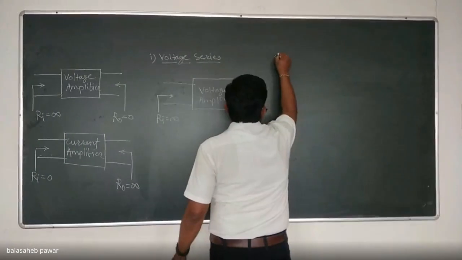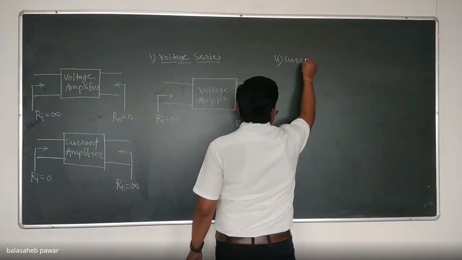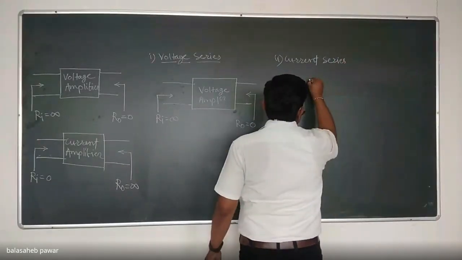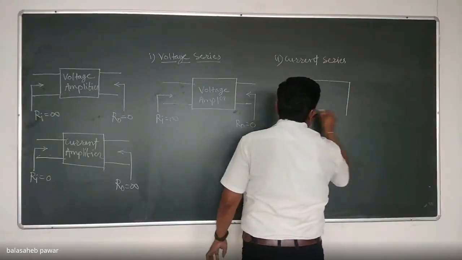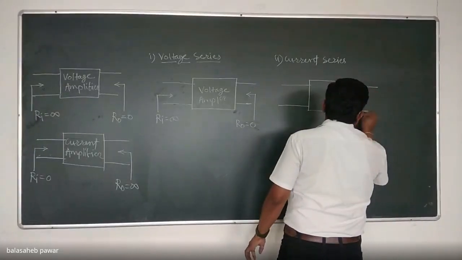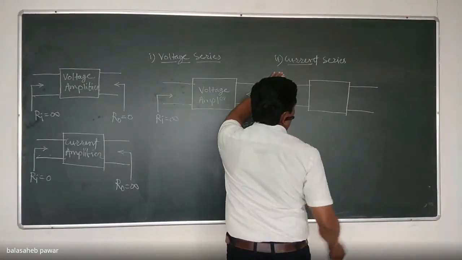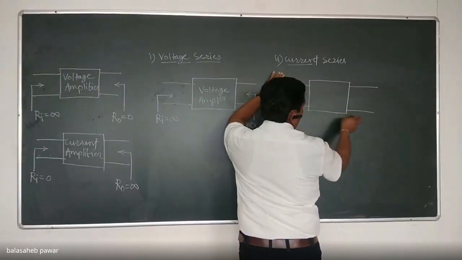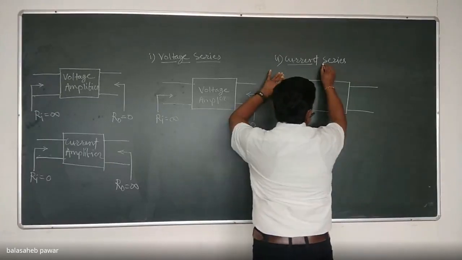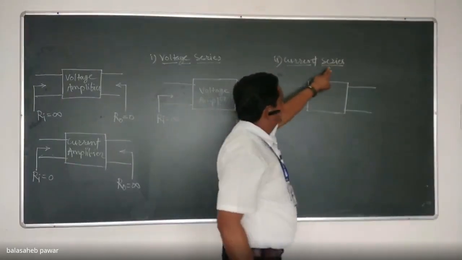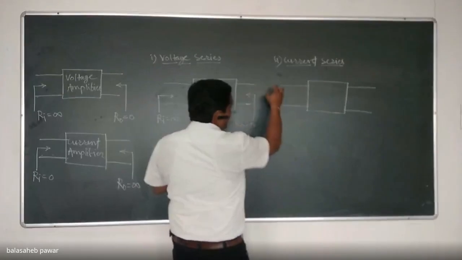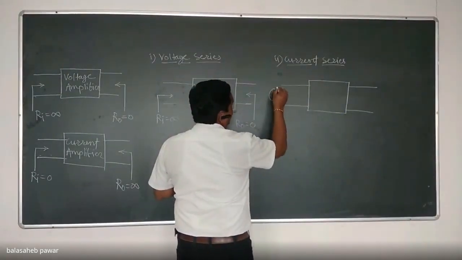Now the question is about the second topology, that is current series. For this current series, I will draw a simple block. The sample taken is current, right now. And we are taking that sample from the output side and feeding it back to the input with such type of mixing. The mixing is series type of mixing. So whenever the mixing is in series, that means your input signal source should be which type of source?